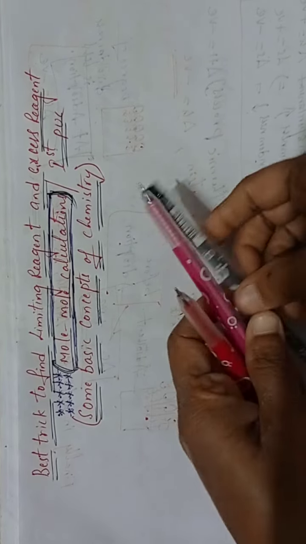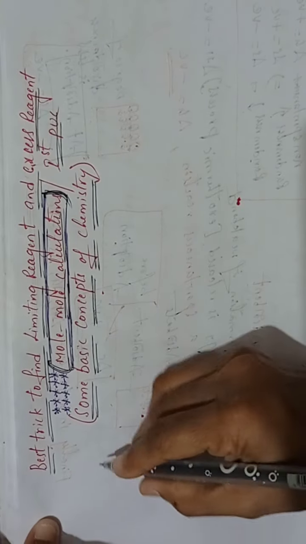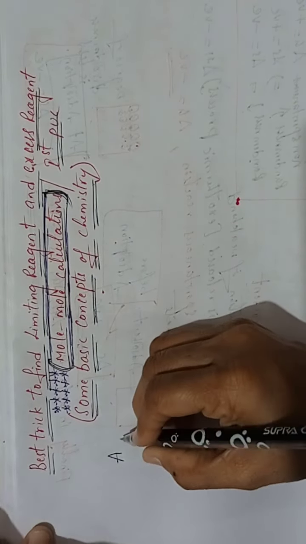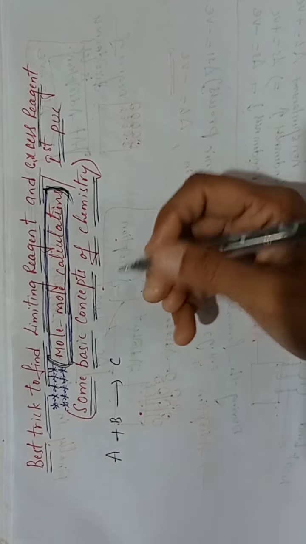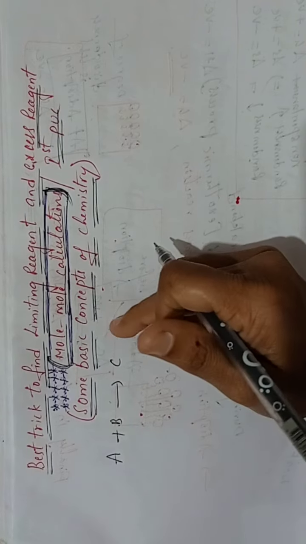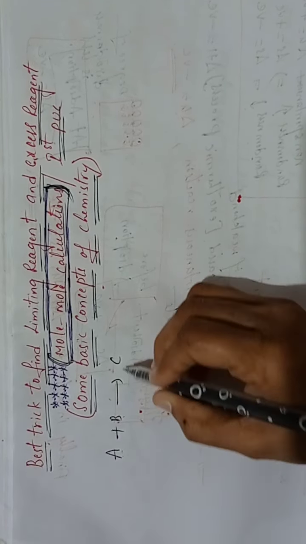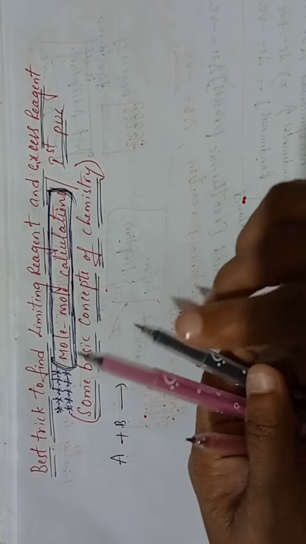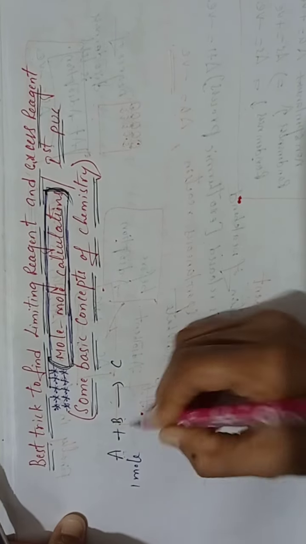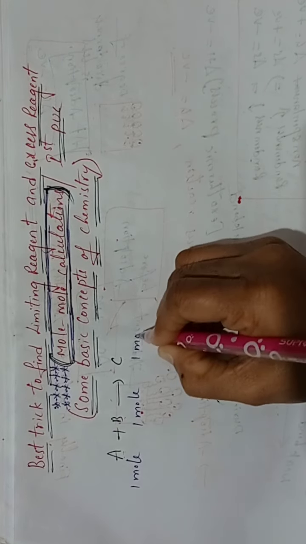First of all, I'm taking just one general equation, students. See here, A plus B gives rise to C product. Here A and B are the reactants, C is the product, students. A reactant I am taking as 1 mole. How many moles? 1 mole I am taking. See here, A reactant 1 mole, B reactant also 1 mole, C product also 1 mole.